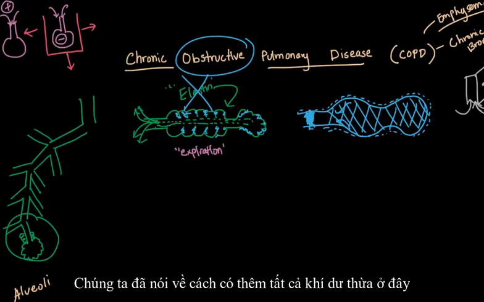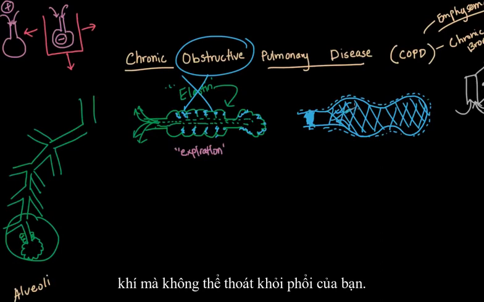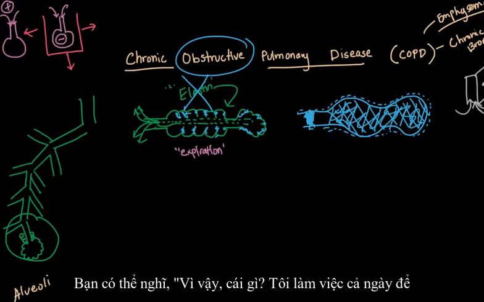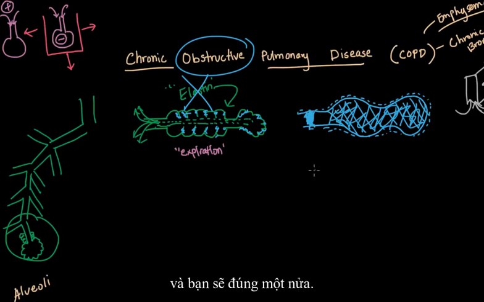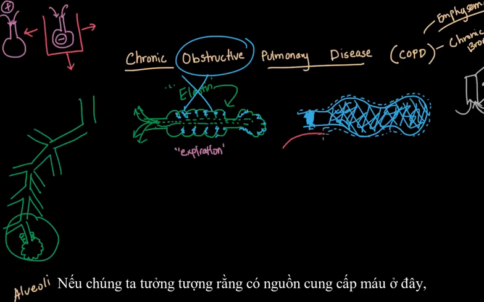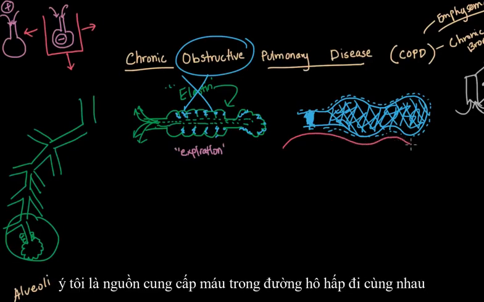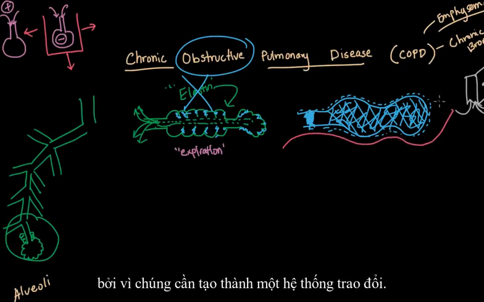Okay, so where were we? We talked about how there's all this extra air in here that cannot escape your lungs. And you might think, so what? I work all day to get air into my lungs. That's the whole point. And you will be half correct. So if we imagine that there's a blood supply here, I mean, the blood supply and the airways go together because they need to form an exchange system.